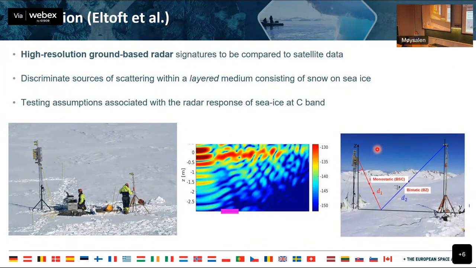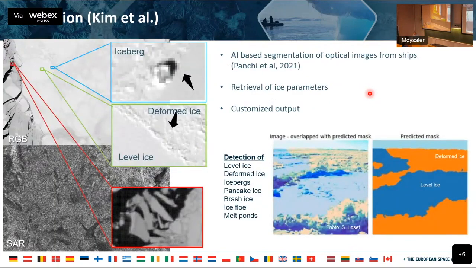The snow information is also needed for the high resolution ground-based radar signatures that are also being compared with satellite data. So we're discriminating sources of scattering within the layered medium that the snow and ice make up, and testing assumptions associated with the radar response of sea ice at C-band. So that was that campaign.